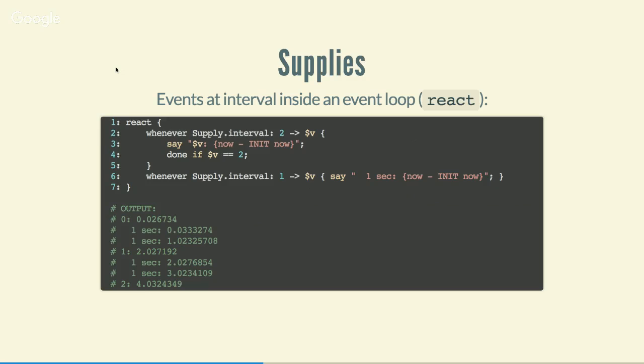And on the second supply, we just print the value. And on the first one, we print it too. But also on line number 4, you can notice that we check the value that we got. And when it reaches 2, we call the done keyword. What it does when you call it is exit the react block. So that's how you can exit your event loop.